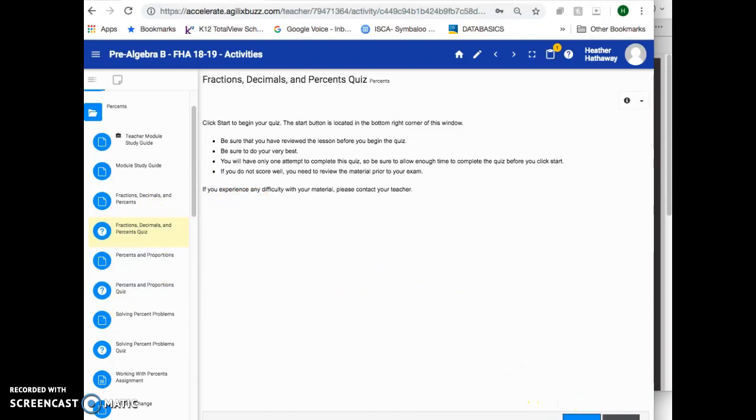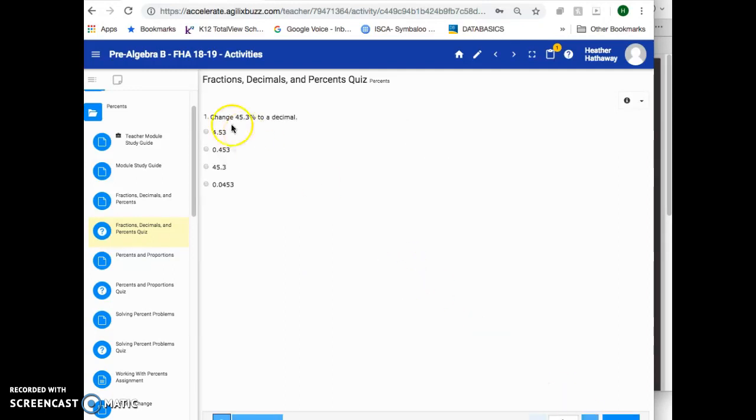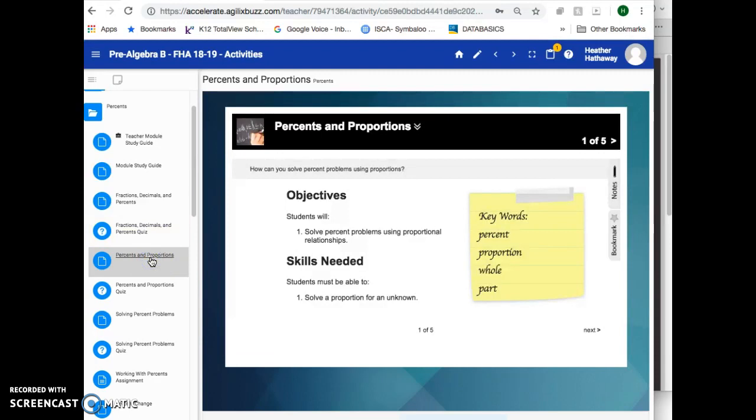And if you'll look, I'm just going to show you the quiz. Of course, I have the teacher version. But look, the quiz is exactly the material that they just went over in that lesson. So it's converting a percent to a decimal. Remember, I showed you that exact slide where that is. That's why it's important to go through those examples. Okay, so now we're going to move on to the next thing, which is percents and proportions.